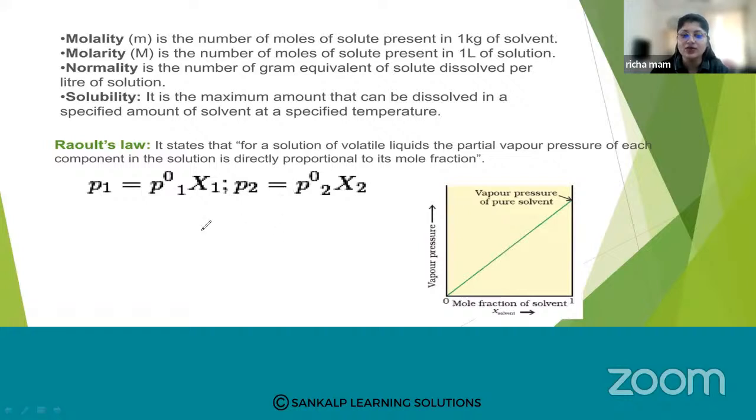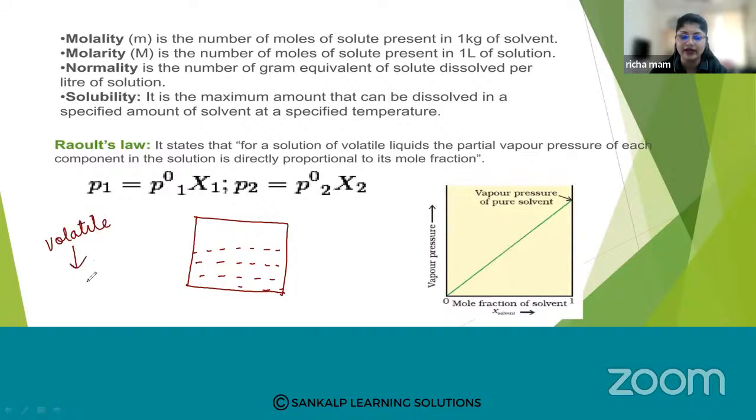Now suppose I take a closed beaker. I have two liquids, and both the liquids are volatile. I have told you what volatile means: these can form vapors easily. So both the volatile liquids can form vapors easily.